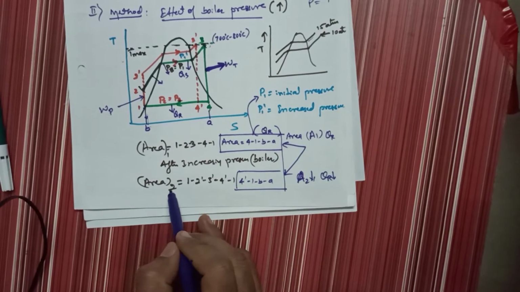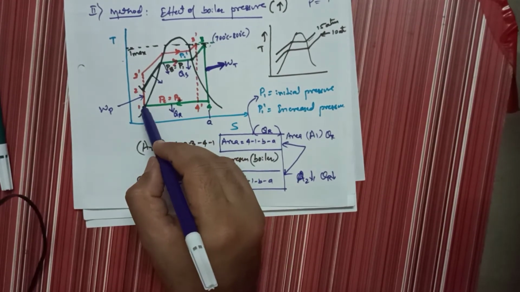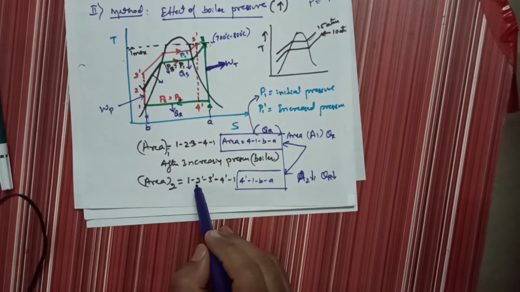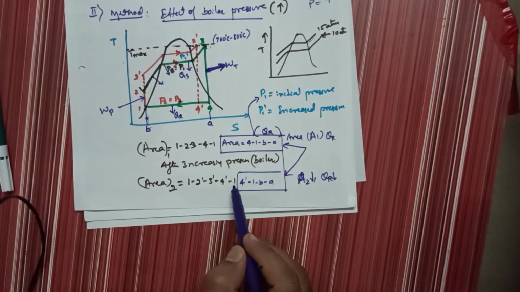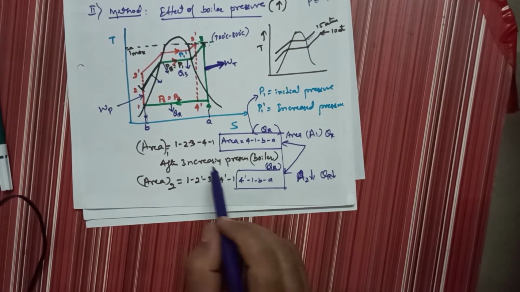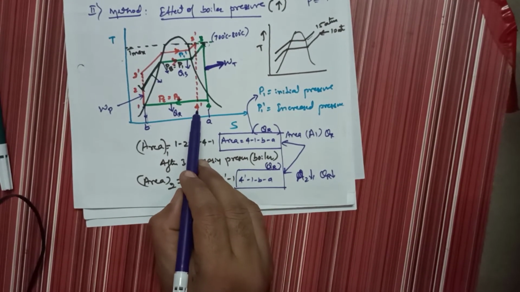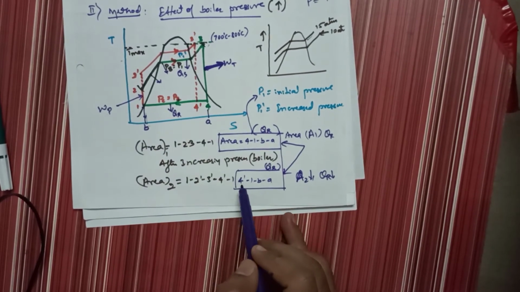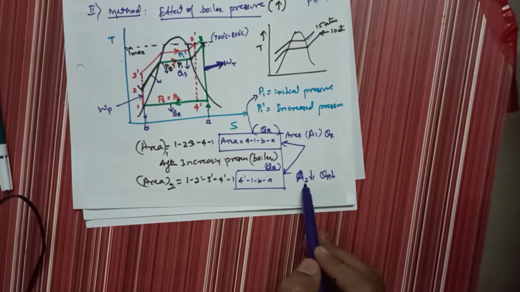Similarly, for area 2, for the whole cycle I have taken 1, 2 dash, 3 dash, 4 dash, 1. Only the heat rejected area is 4 dash, 1, B, A. This is a new point after increasing the boiler pressure. 4 dash, 1, B, A. This is area number 2.